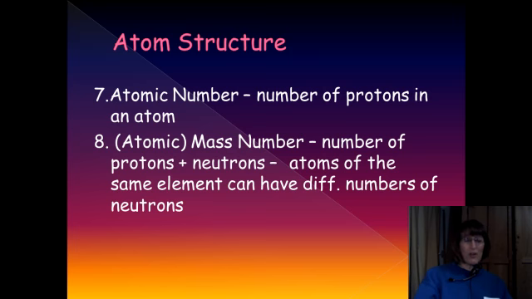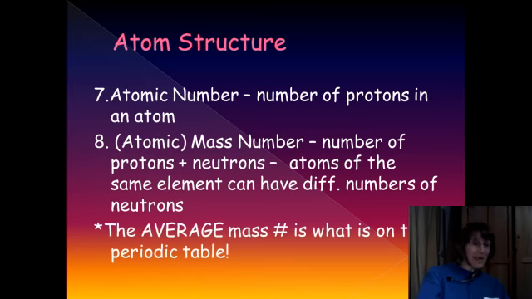Gold atoms always have a certain number of protons. Oxygen atoms always have 8 protons. Hydrogen atoms always have 1 proton. If it's got more than 1 proton, it's not hydrogen. But the neutron number can be different. So you can have a hydrogen atom with 0 neutrons, one with 1 neutron, one with 2 neutrons. And they're all hydrogen because they all have 1 proton. So the protons really tell you what element you have.